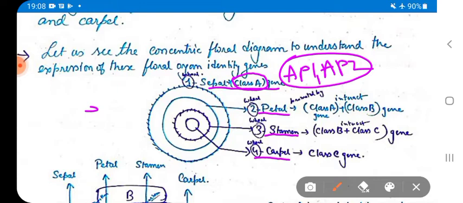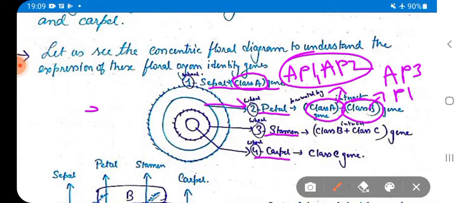The development of petal is promoted by class A gene as well as class B gene. So both class A and class B genes are required. We know the class A genes, Apetala 1 and 2. What are the examples of class B genes? Apetala 3 and Pistillata. These are the class B genes. So class B gene interacts with class A gene to form the petals.